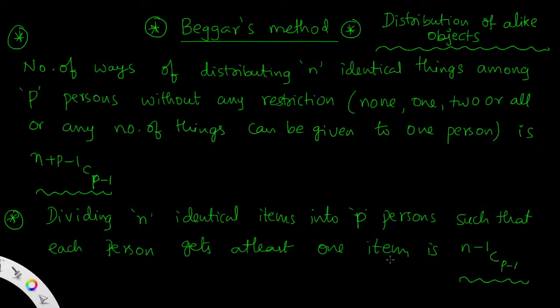So at least one item. Here none or one or two or all are there, so n plus p minus 1 C p minus 1. Here at least one item means you can give one or two or more, so 0 is not included. That is why the value is n minus 1 C p minus 1. Based on these formulas we can name it beggar's formula. So okay, based on this, all previous PYQs, that is previous year questions.